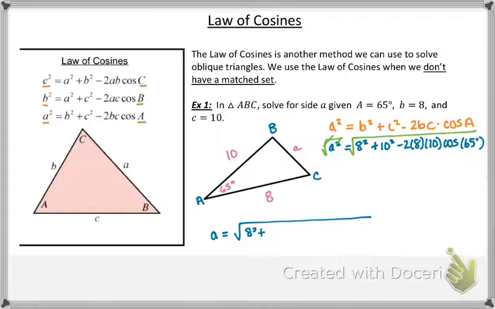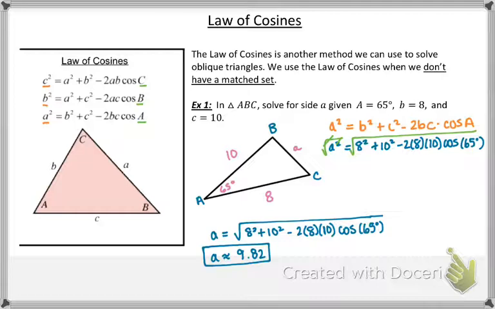But you could type it in just as is, as long as you're careful of your parentheses and your exponents. So minus 2, parentheses 8, parentheses 10 times the cosine of 65 degrees. They are all under the square root. Make sure your calculator is in degree mode. And if we round to the nearest tenth or nearest hundredth, that will be 9.82 units long. To the nearest hundredth, 9.82 units long.